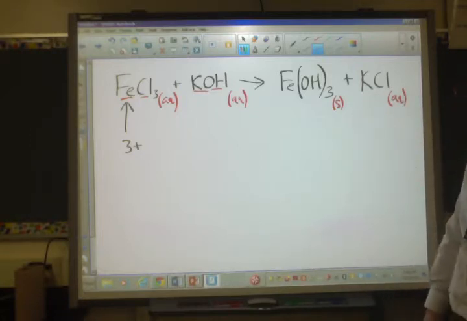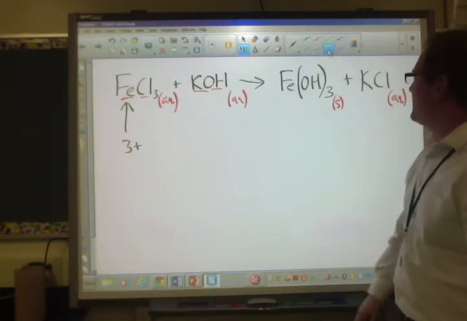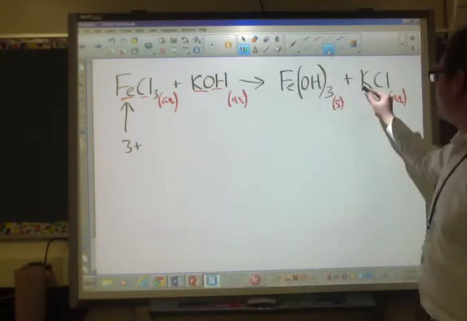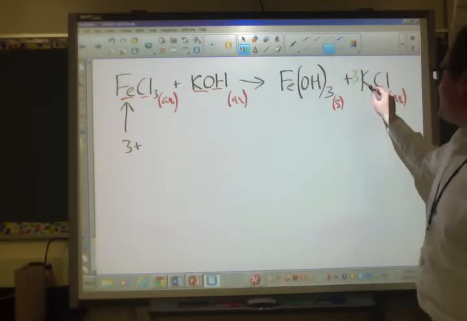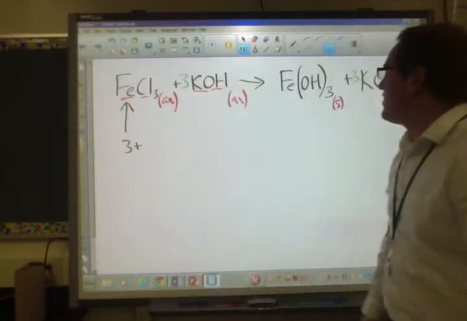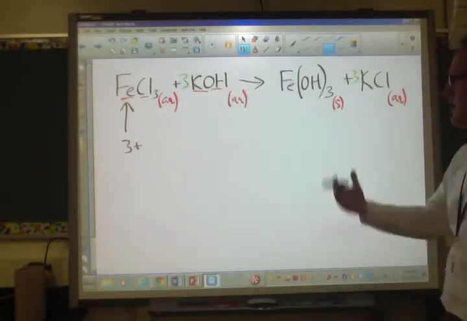And now we balance. So let's see. I have 3 chlorines, so I need 3 chlorines. Now my potassiums, 3 potassiums, 3 hydroxide, 3 hydroxide. Correct.